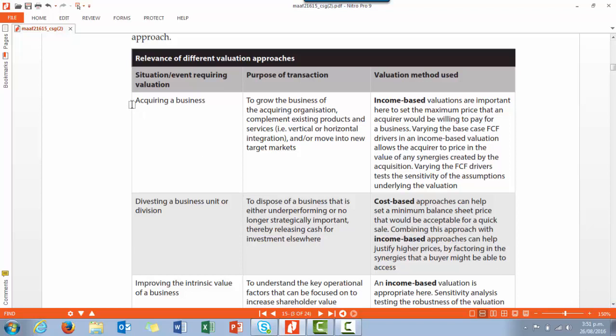So if we're looking to buy a business, probably the most relevant approach is the income-based. We want to know what are the future cash flows which will be generated by the business. The next situation is perhaps we're getting rid of a business or part of an organization. And let's say the business is underperforming and we want to sell it in order to get cash so that we can use the money elsewhere. What approaches do we use? We'll probably use two approaches. Firstly, cost-based, to see what is the minimum amount we're prepared to accept for the business or the division. And we'll also look at the income-based approach to see if that will justify a higher price.